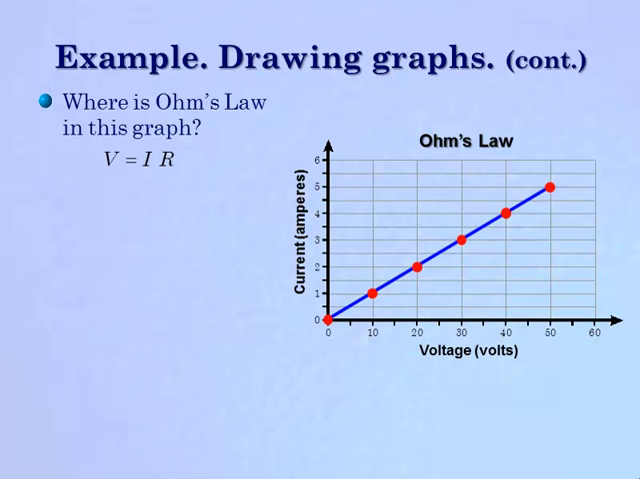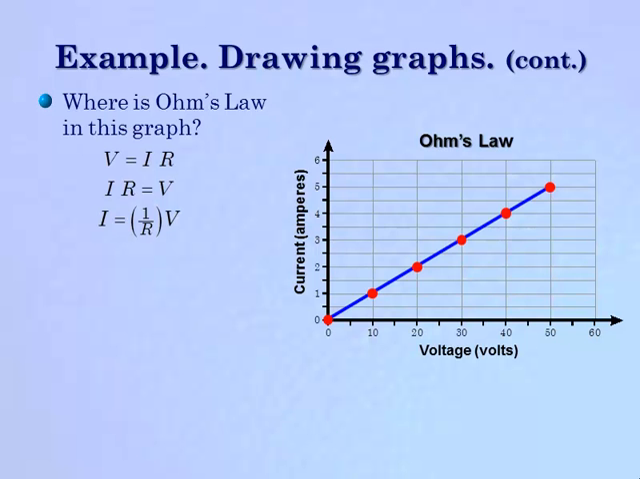Now, where's Ohm's Law in this graph? You'll remember Ohm's Law, voltage is equal to the current times the resistance. And we have the voltage and the current, but do we have the resistance on here? Well, we can rewrite that as I times R, or the current times resistance, equals the voltage V. And we can solve for I by dividing both sides by R, the resistance, and we get I is equal to 1 over R times V.